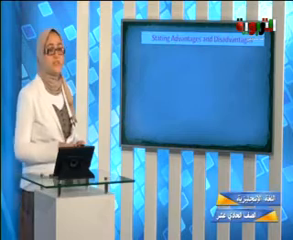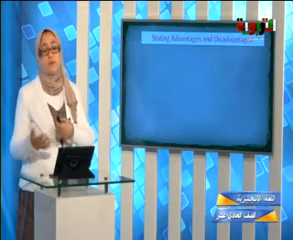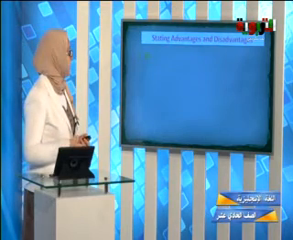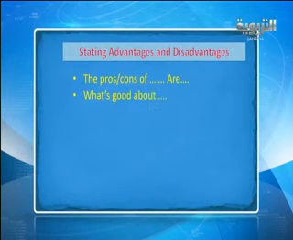Next, we have stating advantages and disadvantages, and we do this a lot in the English language. We need to state why something is good for us, and then we talk about why something is not good for us. And some of the ways in which we can express ourselves is the pros and cons, which is another way of saying advantages and disadvantages, are. So we begin to list them.